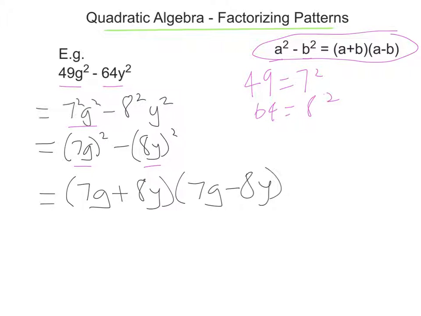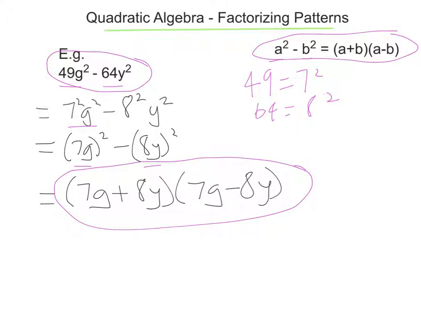So you can see that 7g is where the A is, and 8y is where the B is, and also here, A and B. This is the factorised answer. So this whole complex term here is the factorised version of this original expression.